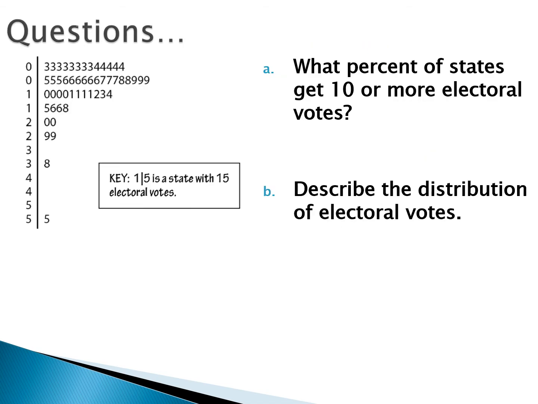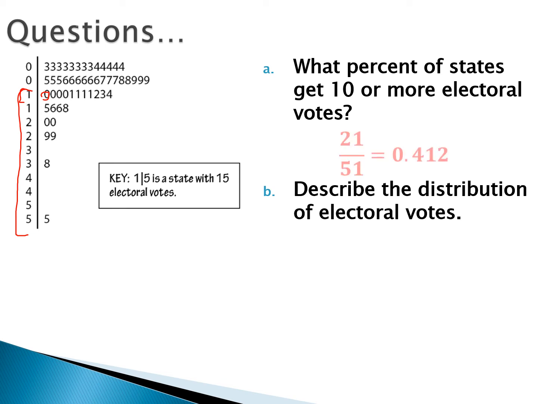Now let's use this split stem plot to answer some questions. If we're asked what percent of states get 10 or more electoral votes, the 10s are starting right here in this stem. All those zeros are the 10s, and obviously we want everything bigger than that as well. So we're just going to add all the values from that stem and below.